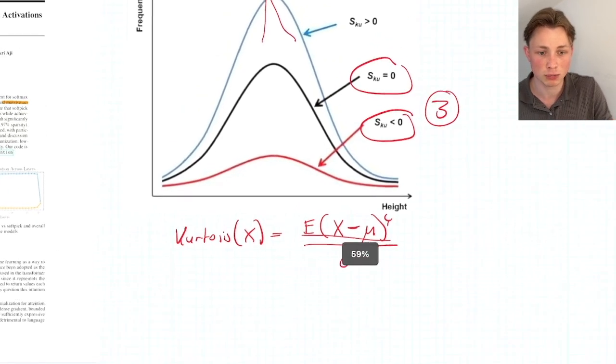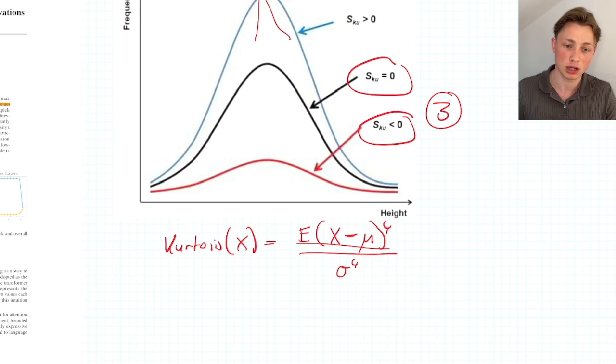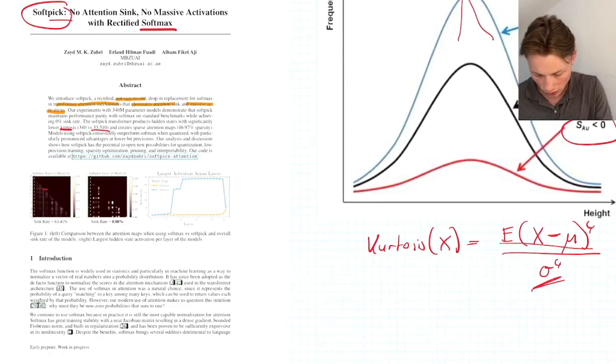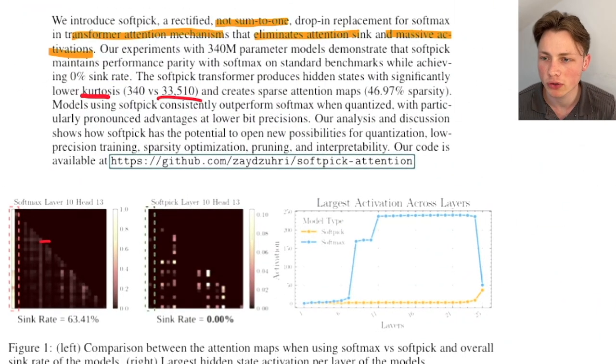So what does the power of 4 do? Outliers have even more impact on our kurtosis compared to if we just used the variance here. This is why we are using the power of 4, and it's just a measurement for our distribution, and this one is just a normalization factor. So let's continue. Models using Softpick consistently outperform Softmax when quantized, with particularly pronounced advantage at lower bit precision.